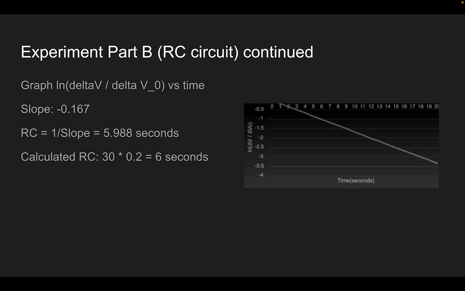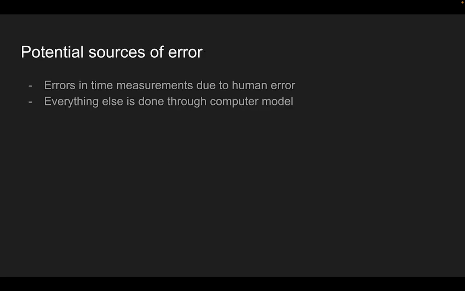Now, if you use the formula and graph it over time, the slope would be negative 0.167. The RC is one over the slope, so if you apply that, then you get RC as 5.988 seconds. The calculated RC would be 30 times 0.2. That's 6 seconds. So it's very close, but it's a tiny bit off.